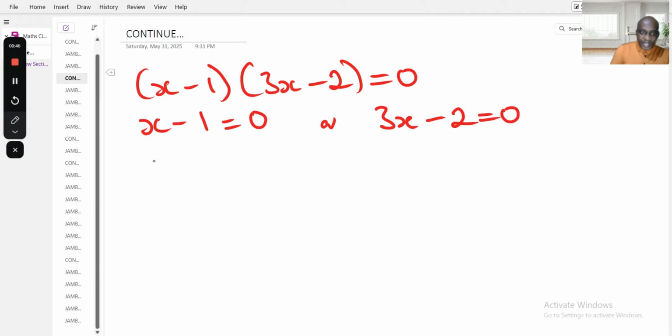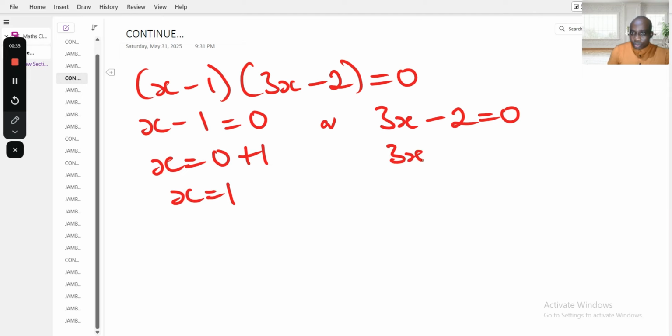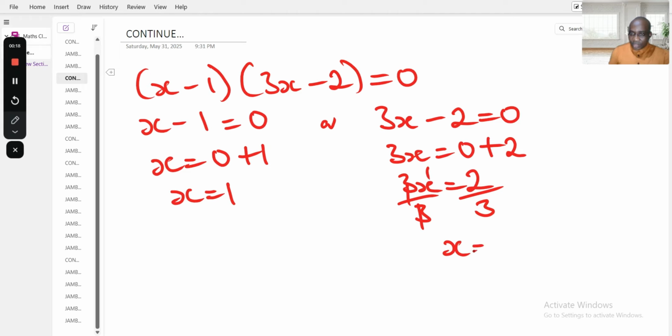Now we will solve for x. x minus 1 equals 0. By the time this minus 1 jumps to the other side it changes to plus 1, the answer will be 1. Why this one? 3x minus 2 equals 0. By the time the minus 2 jumps to the other side it changes to plus 2. Therefore, we have 3x equals 0 plus 2. Finally, divide both sides by 3, the coefficient of x. Our final answer here will be 2 over 3. Therefore, the answer for x will be 1 or 2 over 3.